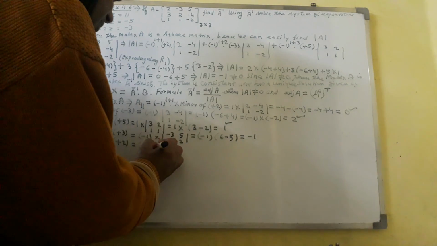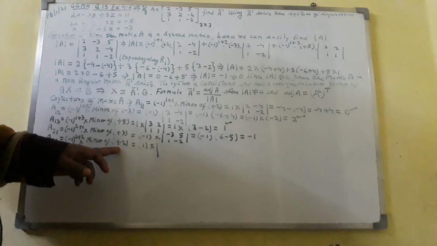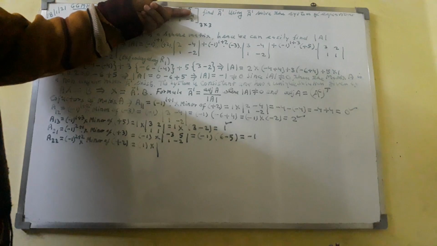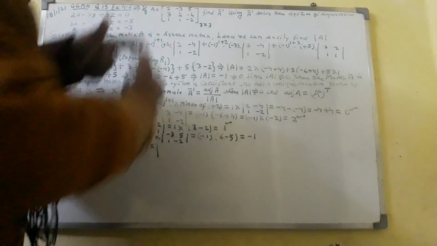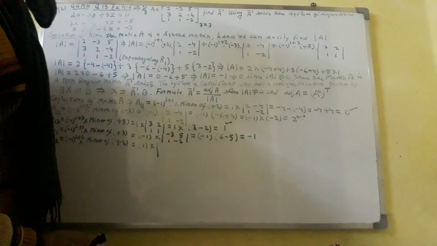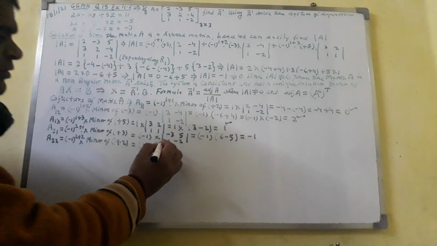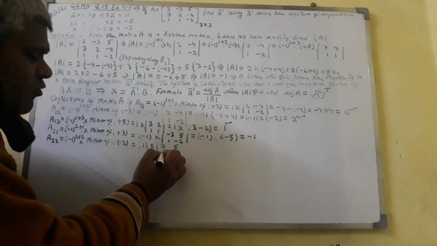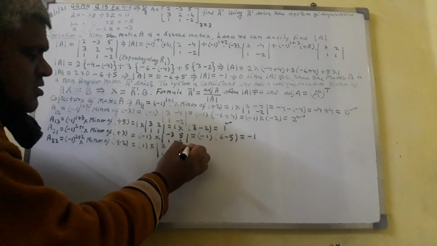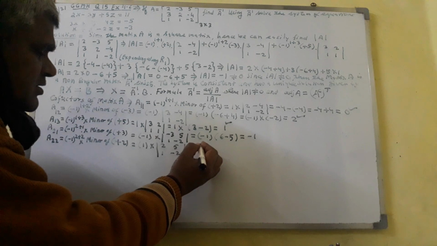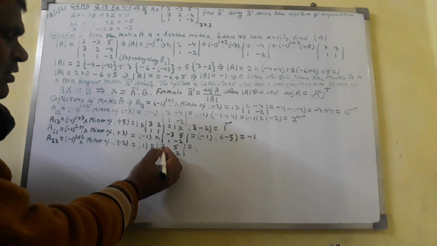So minor of plus 2 we have to locate. Minor of plus 2, this 2. This 2 is in the second row, so the second row and second column will be hidden. So we will get the minor of plus 2 as 2, 5, 1 minus 2. So you will get here easily plus 2 minus 2.